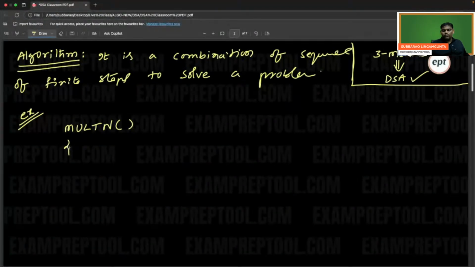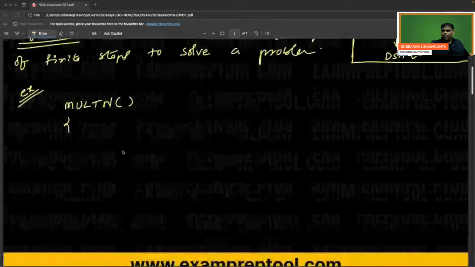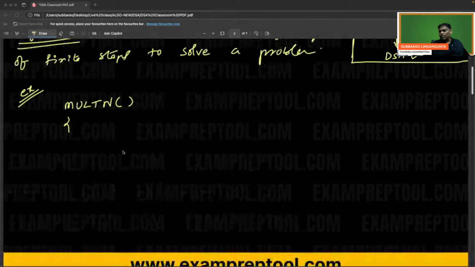Algorithm is independent of programming language. Careful, everyone. You can use any language; just the syntax will differ. I am writing in some language which maybe everyone knows. It is a combination of a sequence of finite steps to solve a problem. Python you can write, if anyone is a Python programmer. I cannot write in every language, because if I write in some language, some other person will ask, why not this language, why not that language?